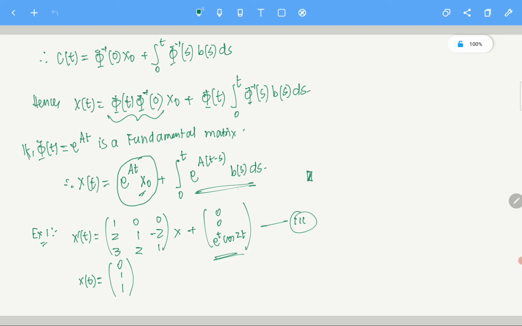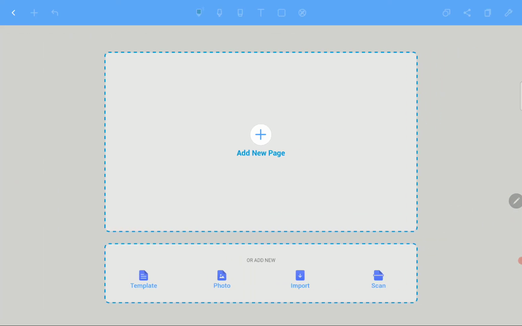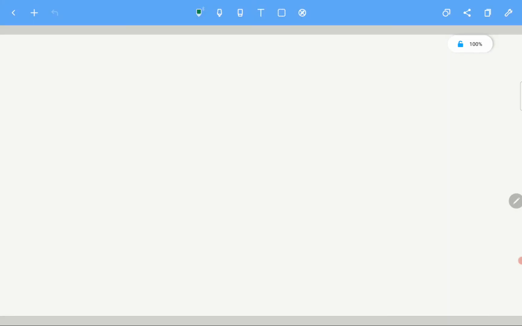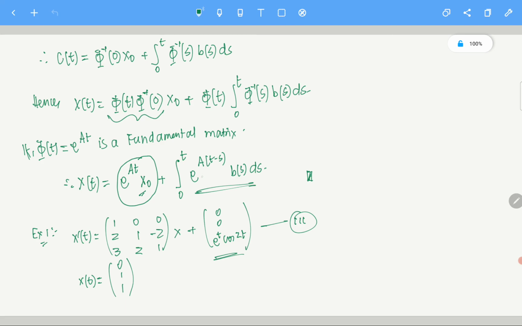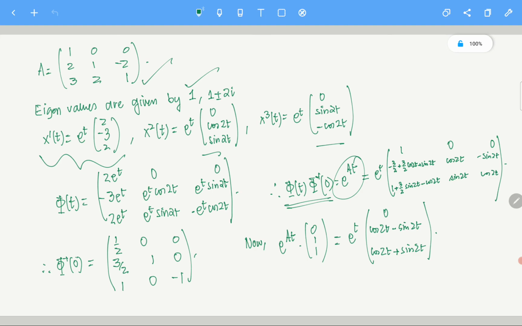Now I have to calculate the integral part also, and then you have to add all of those up. The one major important thing is I want you to show how to calculate this integral part. So first, e power at times 0 2t, e power minus s, e power a t minus s b of s ds. I need to calculate this whole thing. So that is what I am doing.